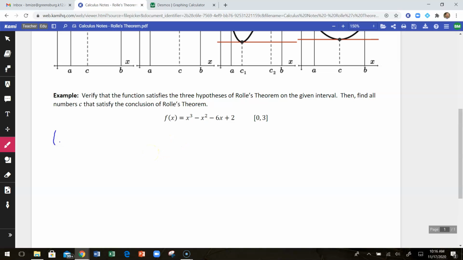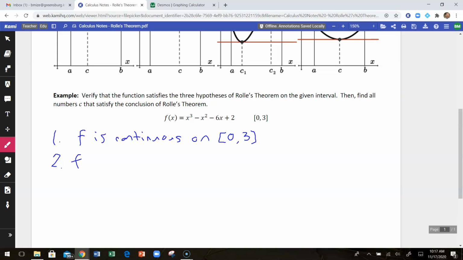So the first condition, I have to say that f is continuous on the closed interval from 0 to 3. Now, you may ask, are we sure that it is? My answer to that is it's a polynomial, and hopefully at this point in the course you understand that polynomials are continuous everywhere. Therefore, it is continuous on the closed interval from 0 to 3. So I'm just going to say f is continuous on 0 to 3.